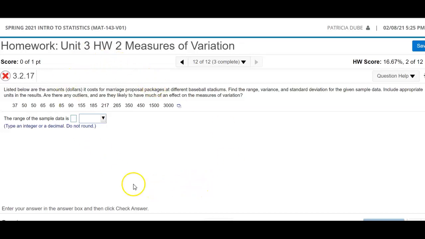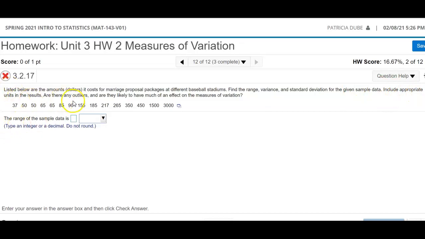But here is a homework problem. This is from section 3.2, problem 12. You've got a list of data listed below, the amounts in dollars it costs for marriage proposal packages at different baseball stadiums. Find the range, variance, and standard deviation. So the units of the data is in dollars.